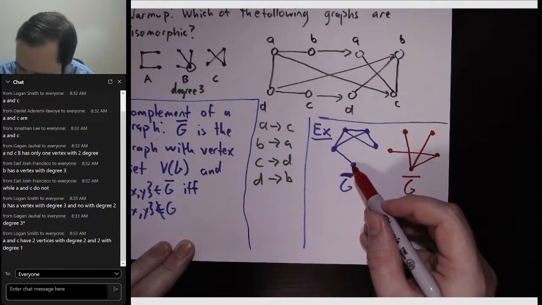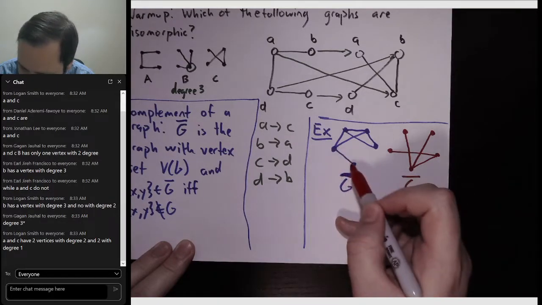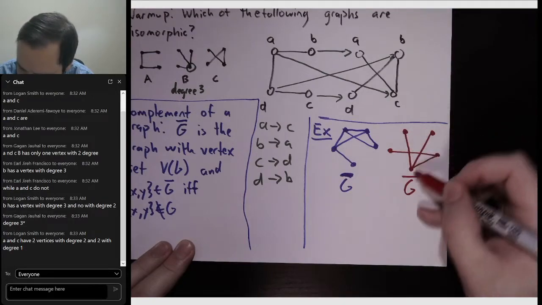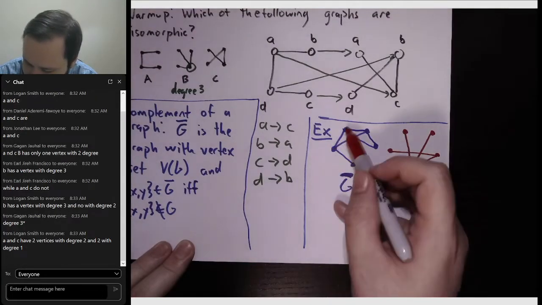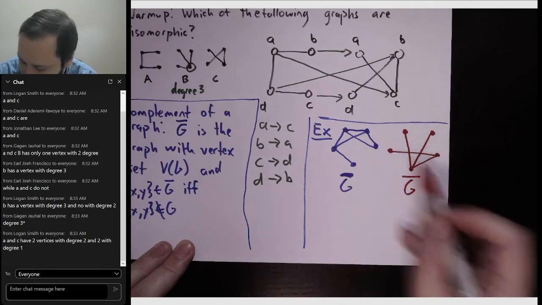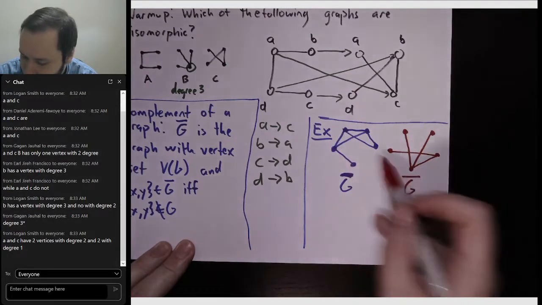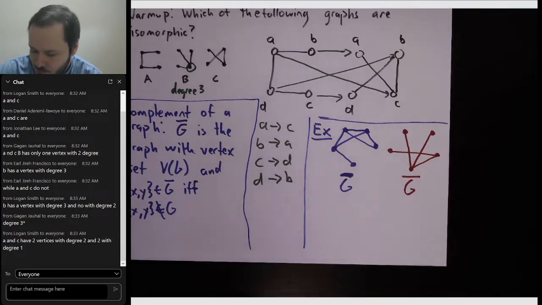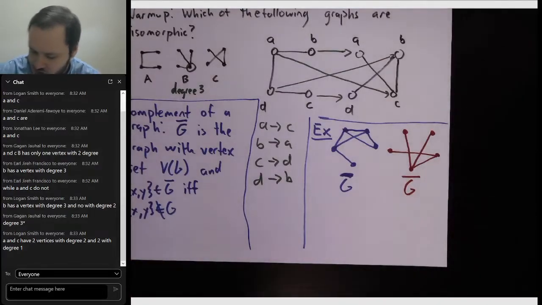Come down to this one. In the original graph, there's only one edge from here to here, so in the complement it should be adjacent to three things. Turns out it already is. And then here, adjacent to these two, so it should be adjacent to the other two, and it, to these three. So it should just be adjacent to that other one. So this is G, I've now drawn G complement.